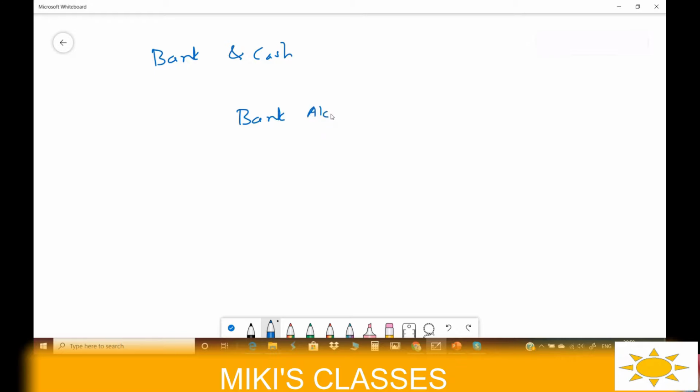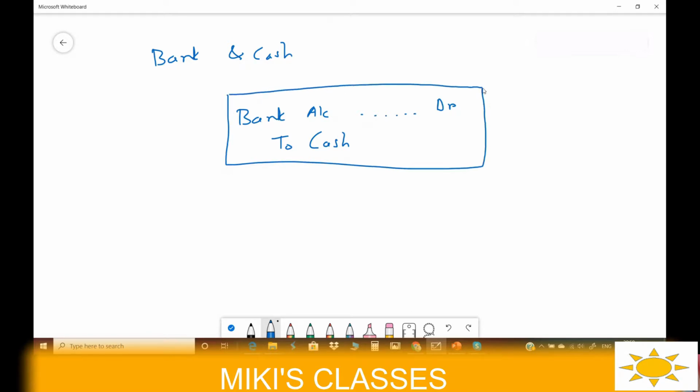Bank account debit to cash. This is what we call journalizing or recording a transaction, which is basically keeping a record of a transaction. We'll learn the steps for journalizing and cover this in detail at a later point. But this is the accounting entry which has to be made for the first example. Bank account debited to cash.